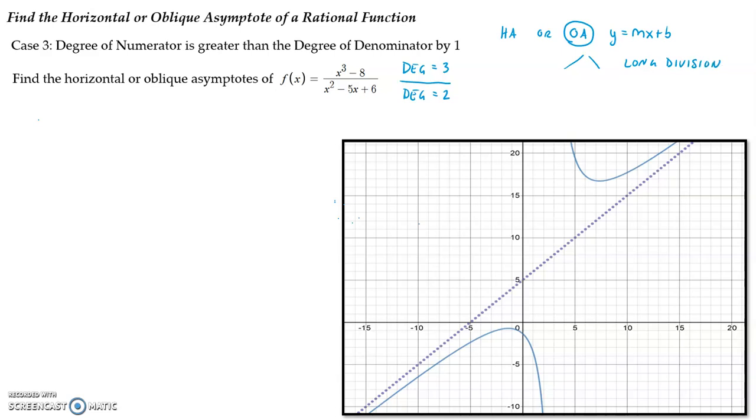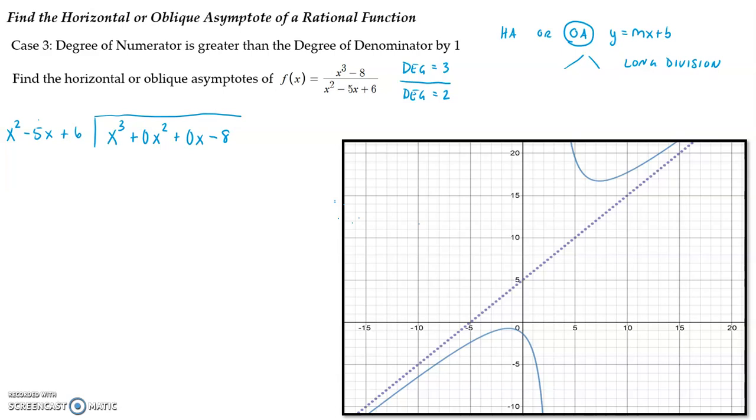So let's go ahead and set up our long division problem. I'm going to account for any missing terms by placing zeros in there as placeholders. Everything here is already in descending order. So we've got x cubed. I've got no x squared terms, so I'll leave it as a 0x squared. Same thing with my x terms, I'll leave a 0 in front of that. And then I've got my minus 8. And we're going to be dividing this by our denominator, which is x squared minus 5x plus 6.